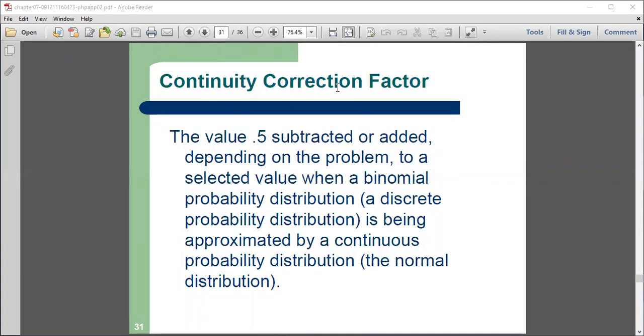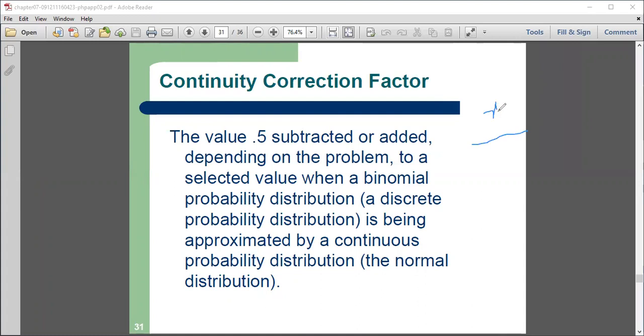So here is the continuity correction factor. The continuity correction factor is basically used for the normal distribution approximation to binomial because discrete distributions have exact values, but in continuous probability distributions there are intervals.